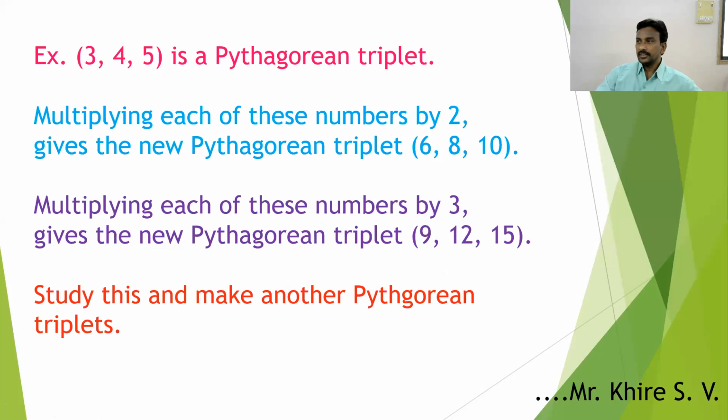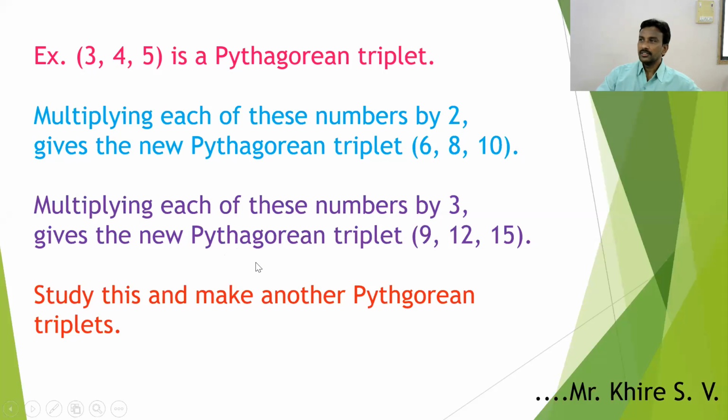Now study this and make other Pythagorean triplets like 3, 4, 5 or 6, 8, 10. Like this you can make other Pythagorean triplets. There are so many Pythagorean triplets, because the bigger side square is equal to the sum of the squares of the other two sides. This is the Pythagoras theorem. Therefore it is a Pythagorean triplet, and therefore we can say that it is a right angle triangle.